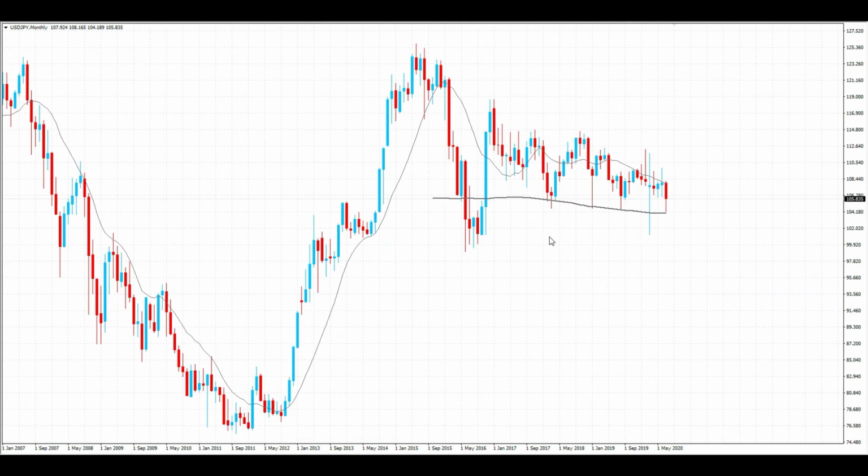And now we're on to USDJPY, which is the final pair we're going to take a look at. Again, we're going to start on the monthly, work our way down to the daily, where we have a possible long trade. So we start on the monthly chart.